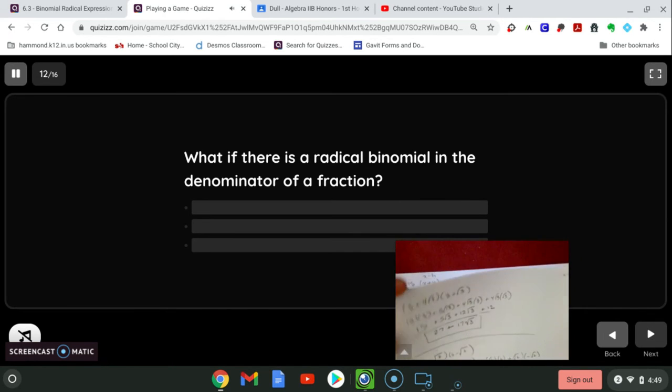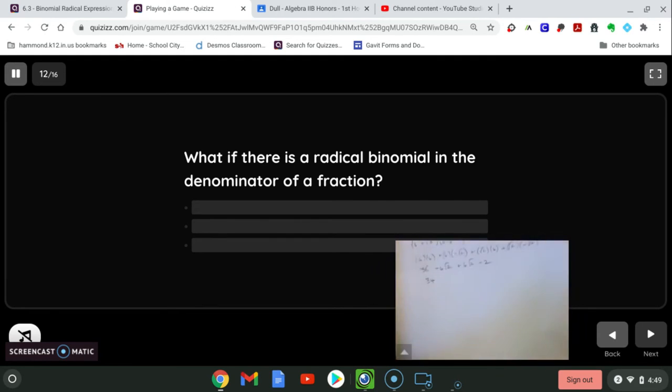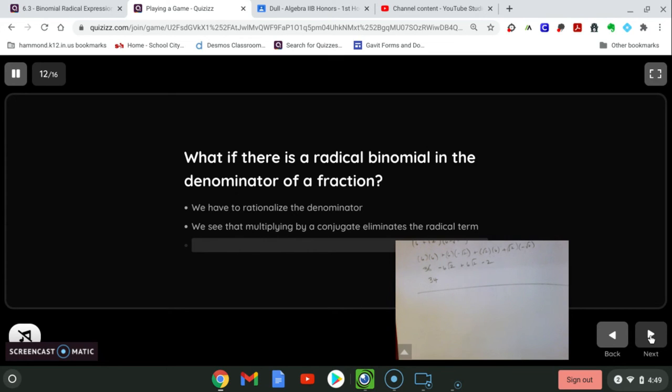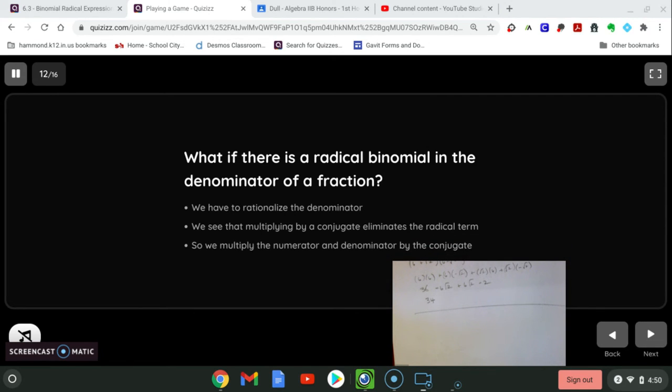So let's consider another case. What if we have a binomial radical in the denominator of a fraction? Well, we know that we can't leave a radical in the denominator of a fraction, so we have to rationalize. But we can't just multiply times the radical part, because that will still leave me with a radical when I multiply it times an integer. But we've seen that multiplying by a conjugate eliminates the radical term. So we're going to multiply the numerator and denominator both by the conjugate to eliminate the radical.